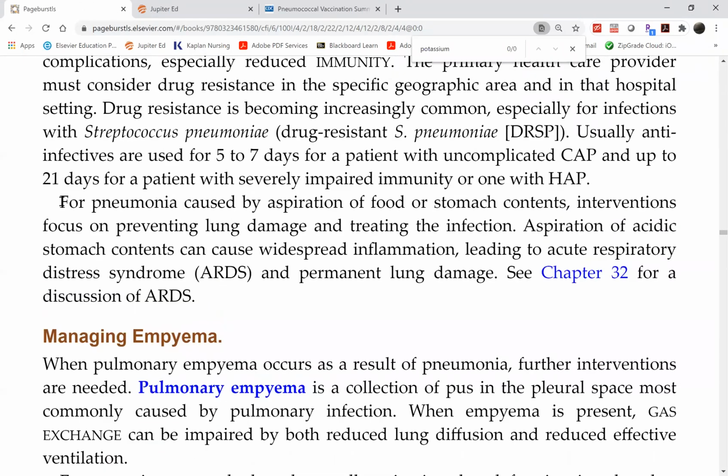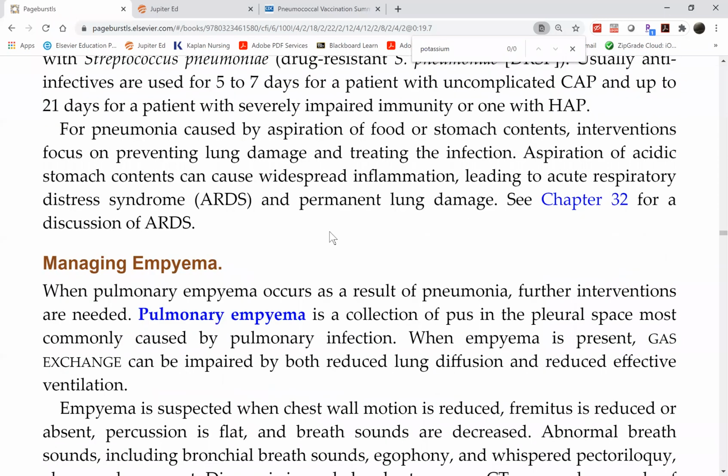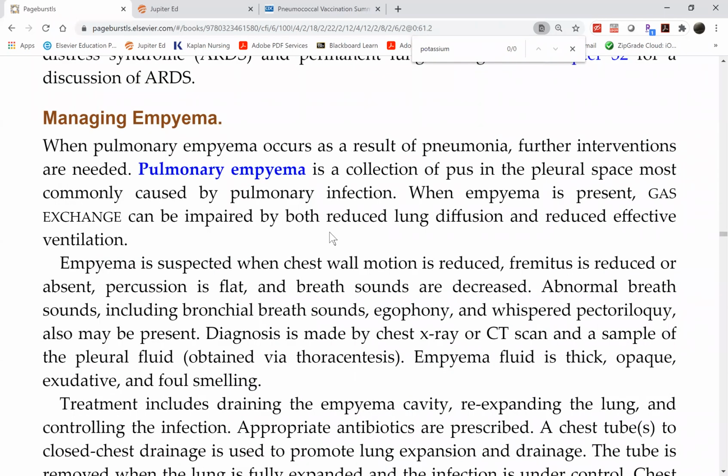We'll discuss aspiration pneumonia another time because the aspiration pneumonia here will develop other problems, namely ARDS, and that's in chapter 32. Okay, so we'll skip the aspiration pneumonia because that's a separate problem.